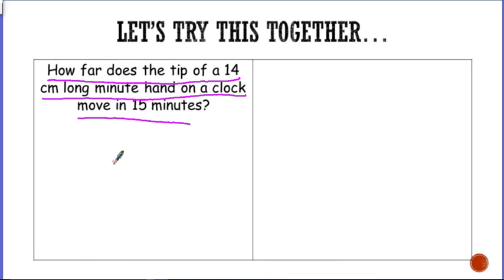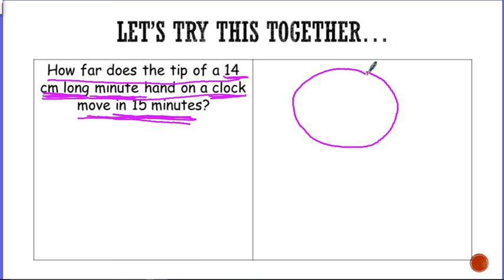So I'm finding the arc length. That's what this question is asking me. And the information it gave me was a 14 centimeter long minute hand on a clock that moves in 15 minutes. So I am going to draw a circle because that's what a clock looks like.